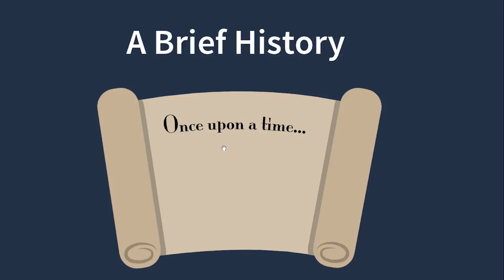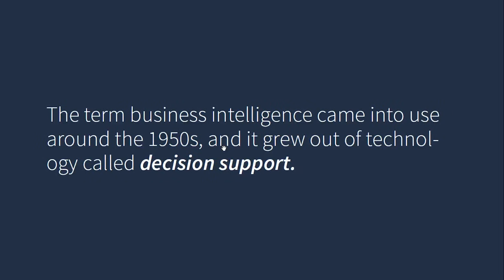And now we're going to go over a brief history of business intelligence. The term business intelligence actually came into use around the 1950s, and it grew out of technology called decision support systems. This is actually a pretty fitting name, as the technology is still used by companies today in order to support and enhance their decisions.